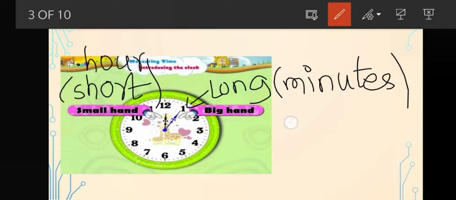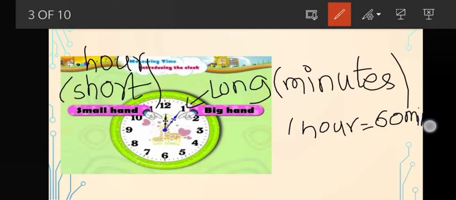1 hour is equal to 60 minutes. 1 hour is equal to 60 minutes. So when it starts from 12 and goes back to 12, it completes 1 hour, which is 60 minutes.